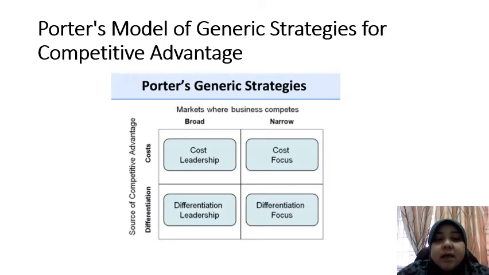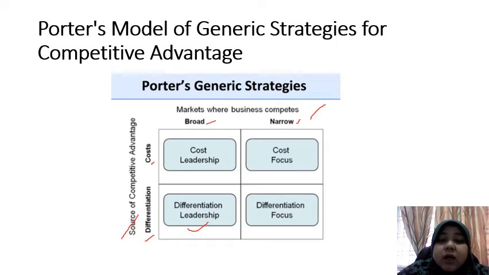Alright, ini adalah the quadrant lah, the diagram of Porter model of generic strategies for competitive advantage. So basically kita ada in this quadrant, we have vertical and horizontal. Where the vertical is the source of competitive advantage, sumber-sumber dia iaitu daripada elemen differentiation and cost, and the horizontal is the market where the business competes, sama ada dalam bentuk lebih meluas ataupun lebih spesifik, narrow. Dalam quadrant differentiation leadership, dia untuk differentiation tetapi more to broad. Okay. So ini adalah strategies dia.